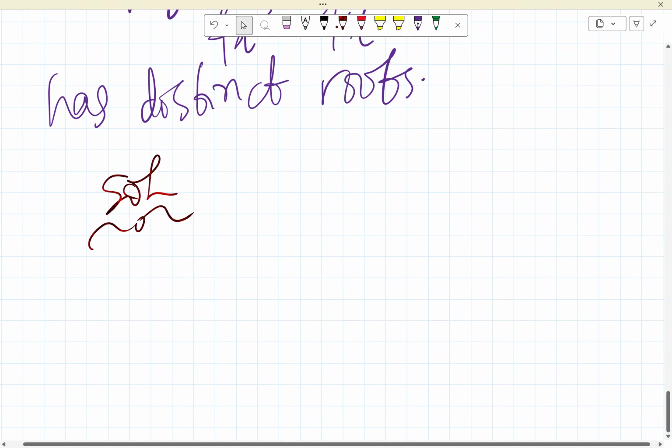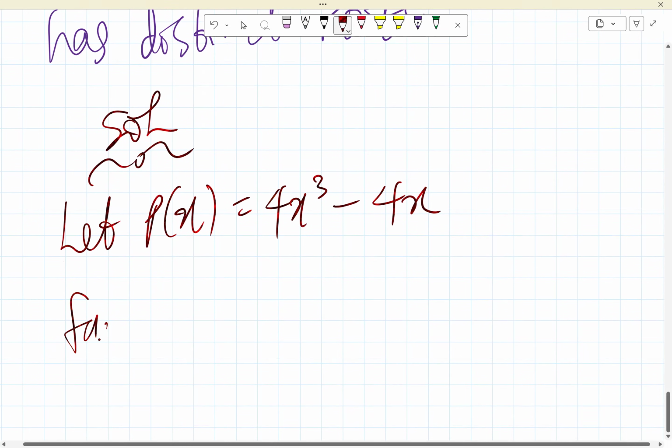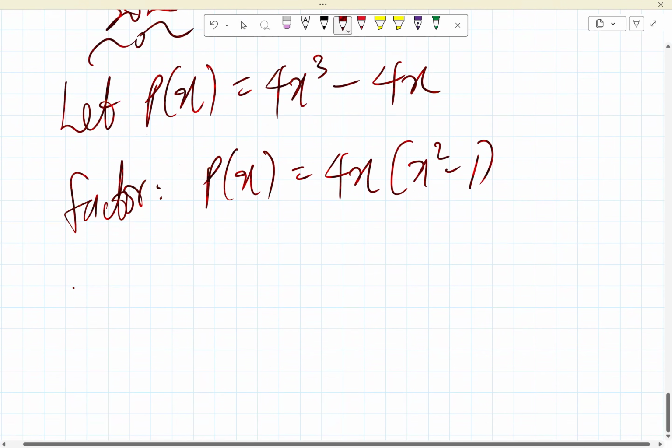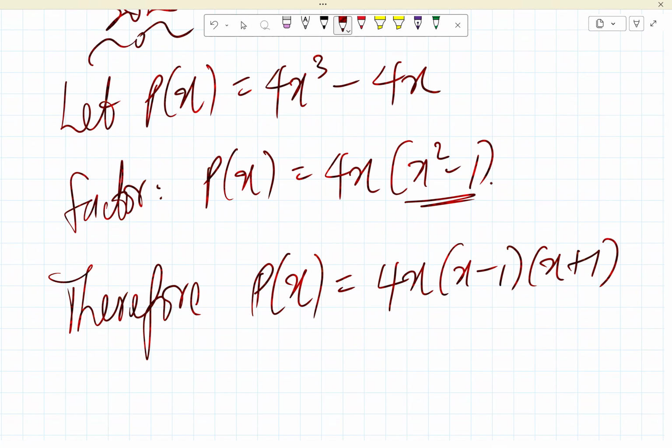So if we let p of x be equal to 4x cubed minus 4x, and we factor, p of x equals 4x into x squared minus 1. I mean, easy to factor that, right? Therefore, p of x is equal to 4x into x minus 1, x plus 1. That's why we factor this further. So we have 4x into x minus 1, x plus 1.